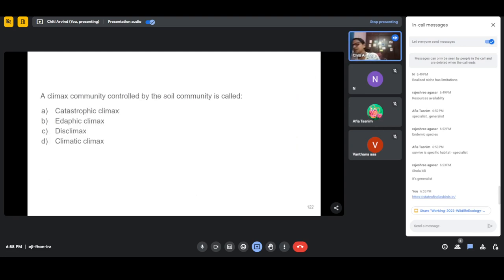Okay, so a climax community controlled by the soil community is called a catastrophic climax, an edaphic climax, a disk climax, or a climatic climax. Any ideas? Please put in the options in the chat if that works best. Okay, Afia says edaphic climax. What about the others? What do you feel? Just take a guess if you don't know.